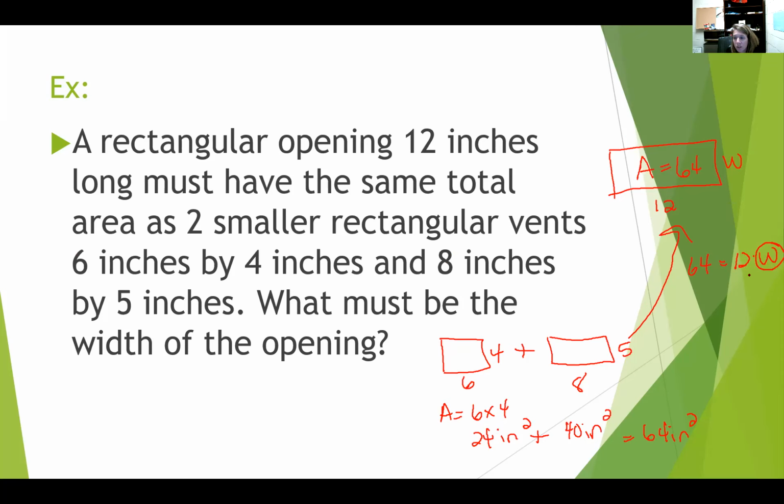How do I solve for W? We would end up dividing it by 12. So therefore, the W is going to be approximately 5.3, approximately repeating. Not a super nice problem, but we could reduce this also. So what's the number that can go into 64 and 12? Well, 4 can, right? So 4 can go into 64 16 times, 4 can go into 12 3 times. So we could also leave it as that. Okay, inches would be our answer.